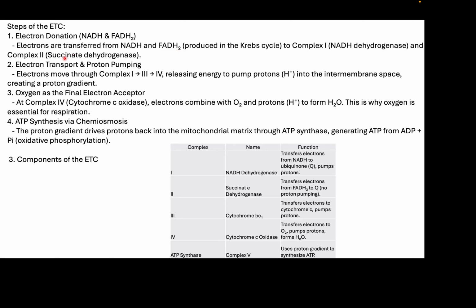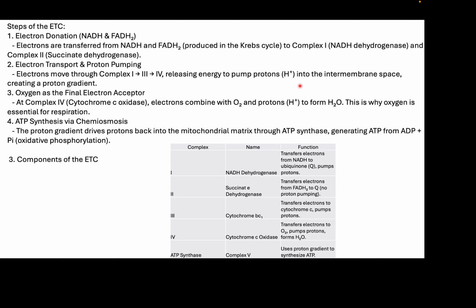Then electron transport and proton pumping. Now why is proton pumping there? As I mentioned, for the transportation of electrons, what is required? Potential difference is required. How can we generate potential difference? By differential concentration of ions. Here the ion which should be differentially located across the membrane is hydrogen.